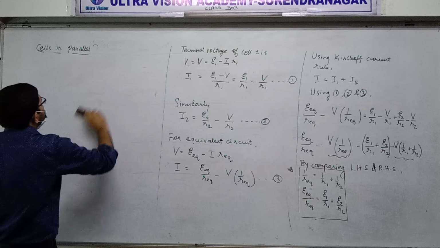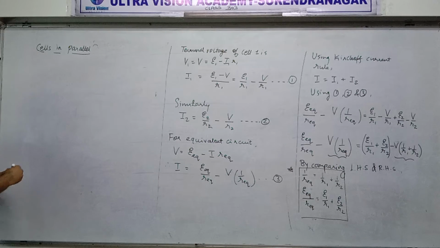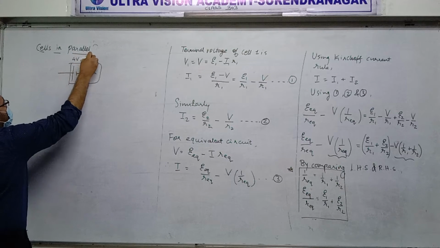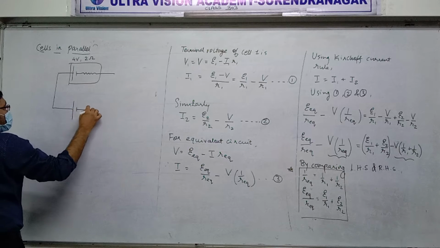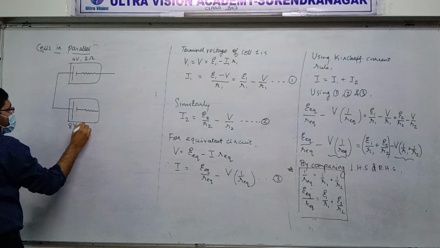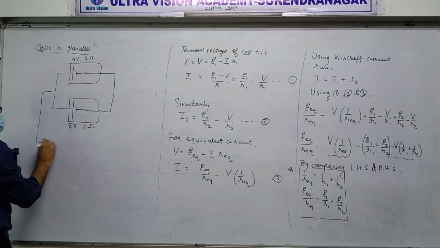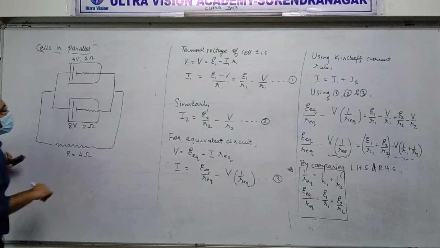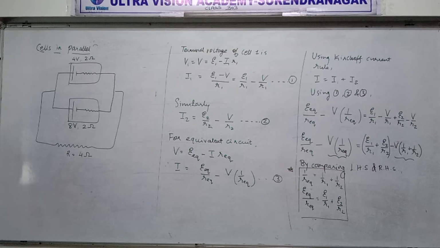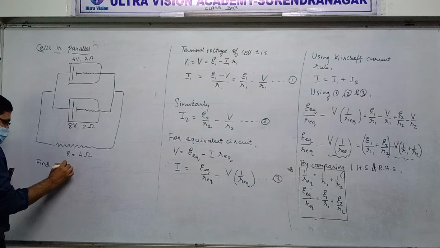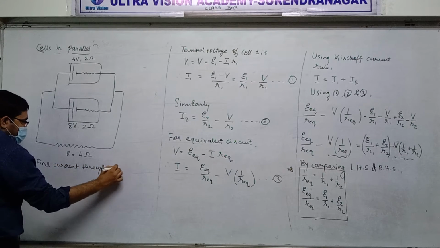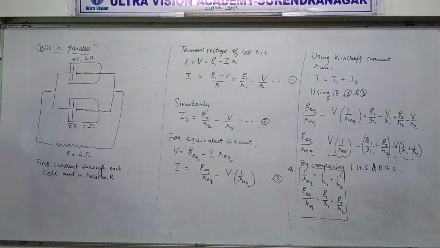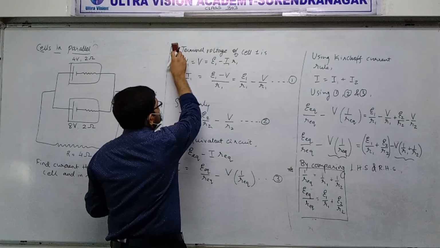So let's solve one question of cells in parallel very quickly. Suppose this is a 4 volt and 2 ohm cell, and this is 8 volt and 2 ohm, and this is a resistor, say 4 ohm. Now we want to find out how much is the current through each cell and each resistor capital R. Question is clear?